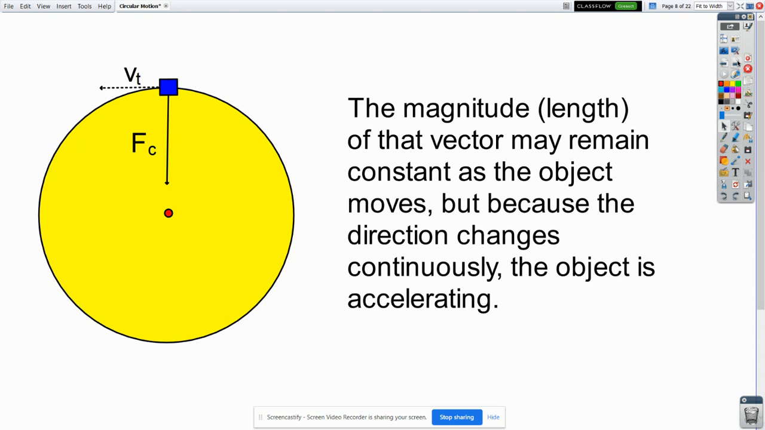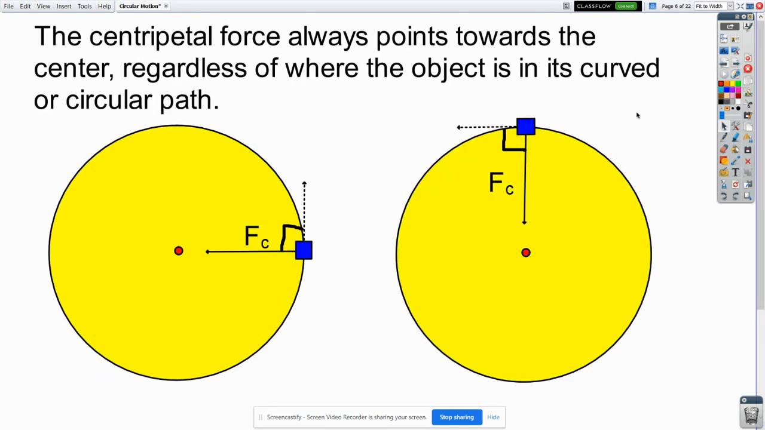The magnitude or length of that vector may remain constant as the object moves around the circle. The length of that arrow represents the speed of the object. So what I'm saying here is as this object rotates around the center, its speed may remain constant. But because that arrow is always going to point in a different direction, that object is accelerating. So even if the speed is constant, there is still acceleration taking place.